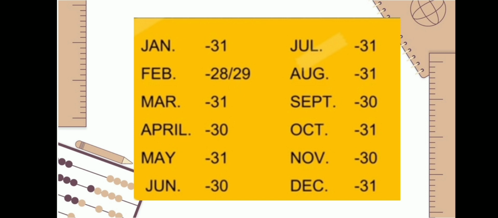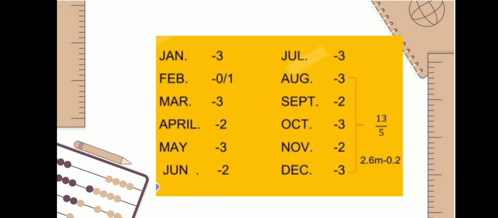January has 31 days, and February has 28, and sometimes 29. March 31, April 30, May 31, June 30, July 31, August 31, September 30, October 31, November 30, and December 31. And its extra days are 3 and 0, 3, 2, 3, 2. As you can see, it has a pattern. It became 3, 2, 3, 2, 3, 3, 2, 3, 2, 3, except for February and January, because they came from the previous year.